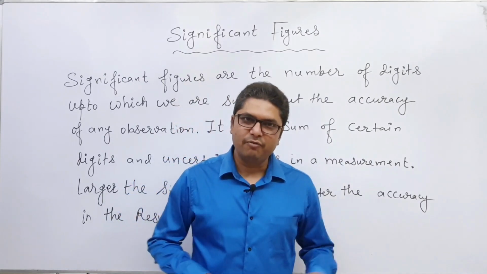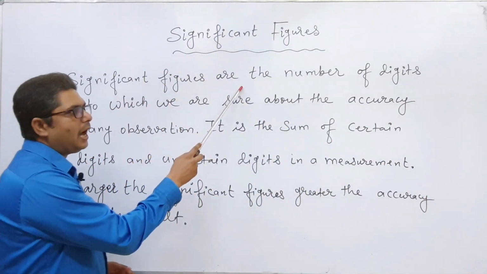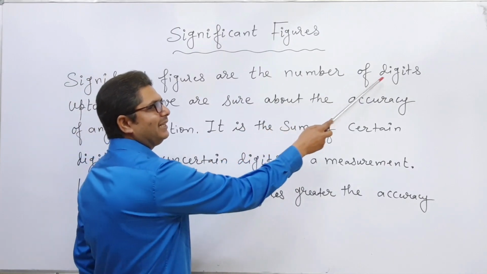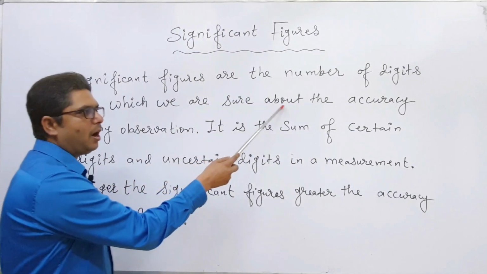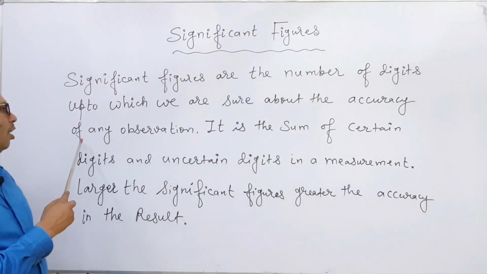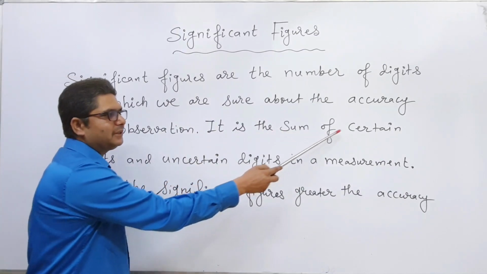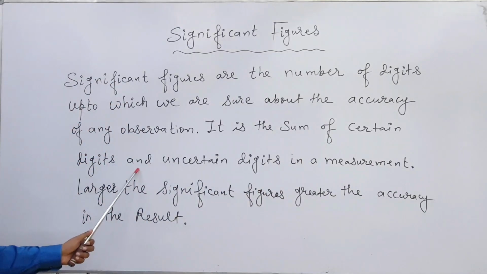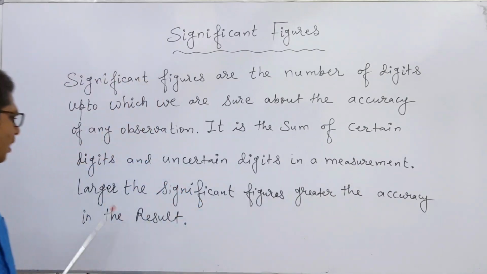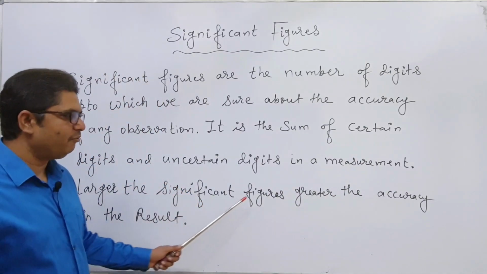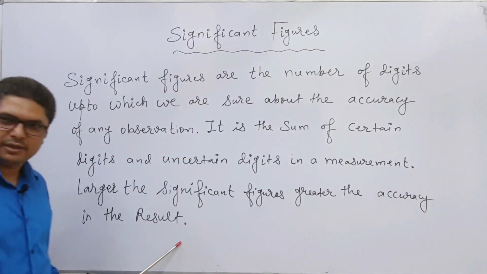How can we define it? We can define it like this. Significant figures are the number of digits up to which we are sure about the accuracy of any observation. It is the sum of certain digits and uncertain digits in a measurement. The larger the significant figures, the greater the accuracy in the result.